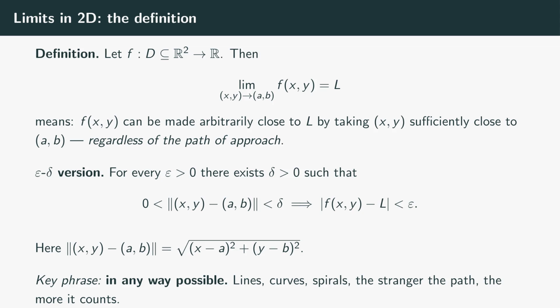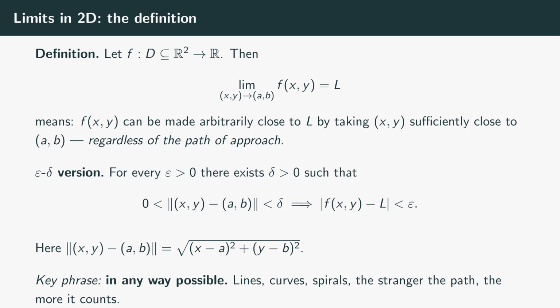Here is the definition. We say the limit, as the point (x, y) approaches (a, b), of f(x, y) equals L, if f(x, y) gets arbitrarily close to L as the point (x, y) gets close to (a, b), and crucially, in any way possible. Made formal, for every error tolerance epsilon greater than 0, there is a closeness threshold delta greater than 0, such that whenever the point (x, y) is within Euclidean distance delta of (a, b), but not equal to it, the value f(x, y) lies within epsilon of L.